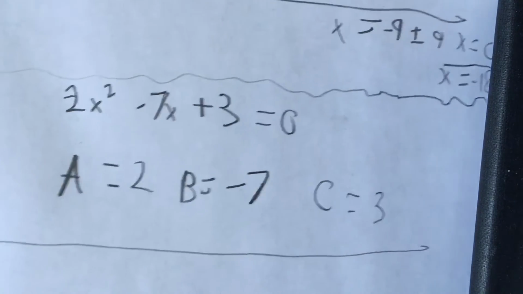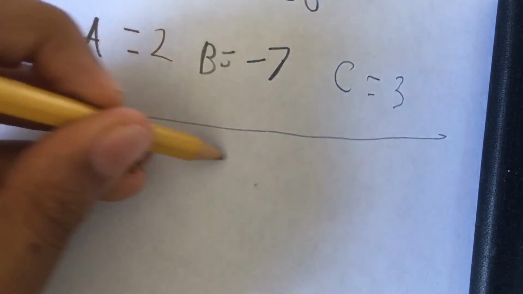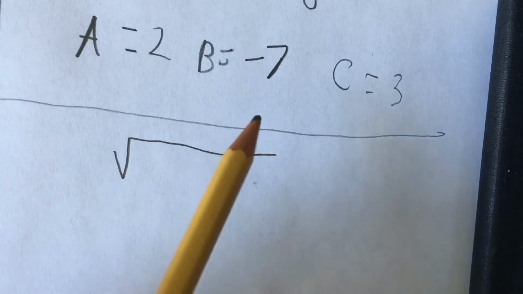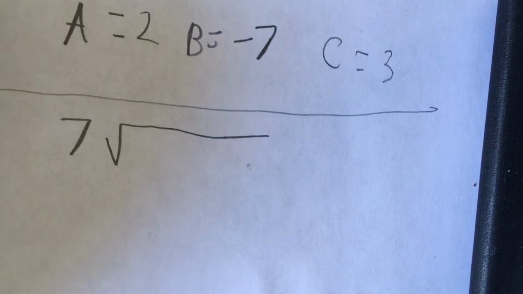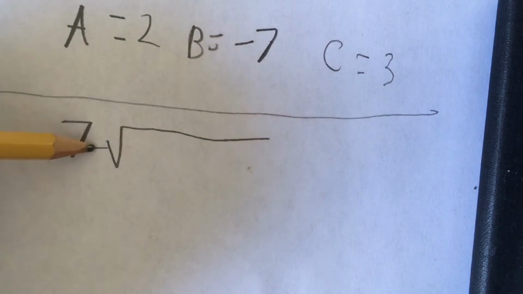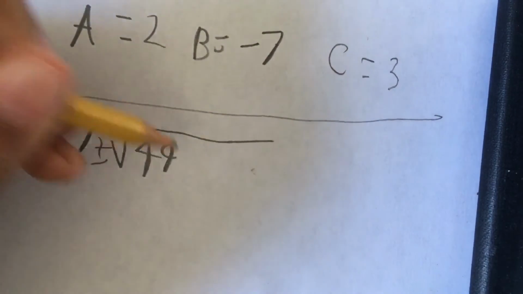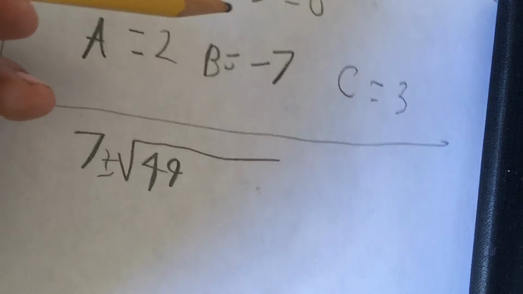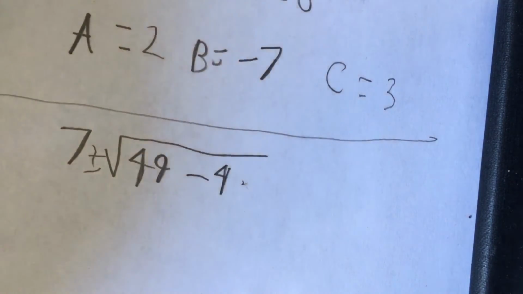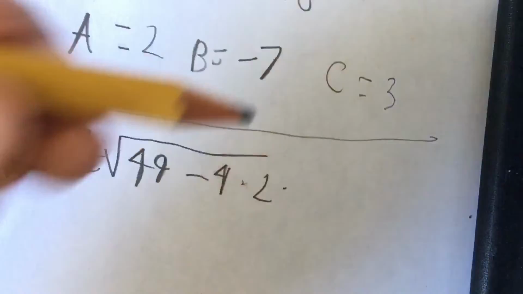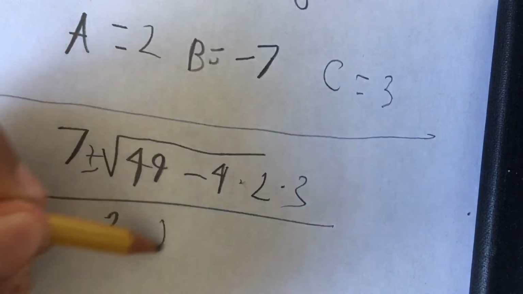Now that we established what it is, how do we put that into a formula? Well, the quadratic formula is going to be negative b. Well, for us, negative b is going to be 7, since the opposite of negative 7 is 7. Plus or minus the square root of b squared, and b squared is going to equal 49, because negative 7 squared is always going to be 49. Subtracted by 4 times a, and a is going to be 2, times c, which is going to be 3, over 2 times a, which is going to be 2.